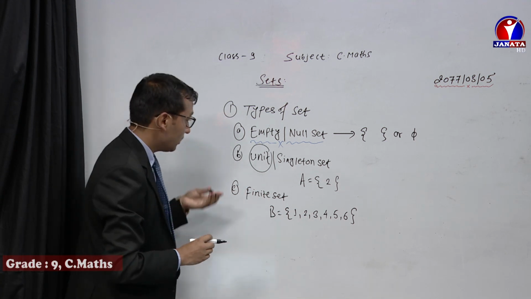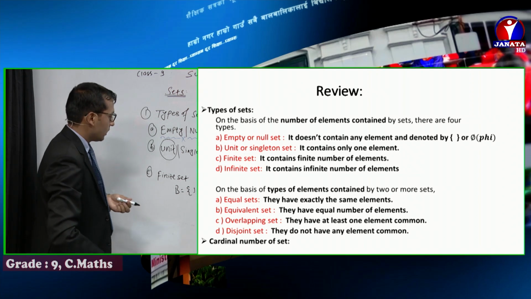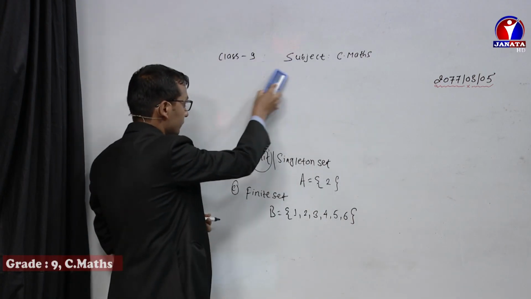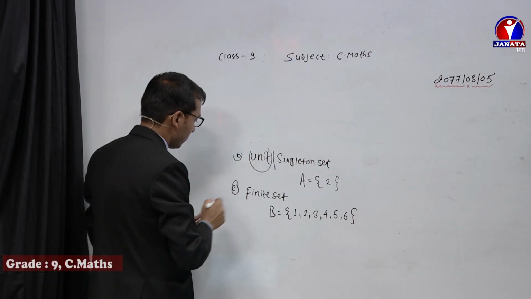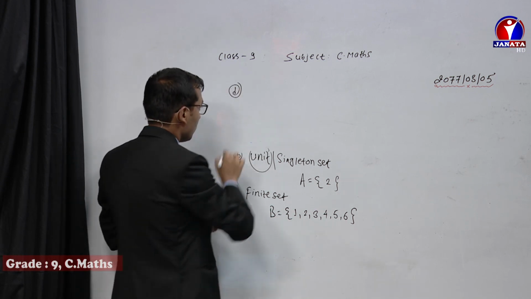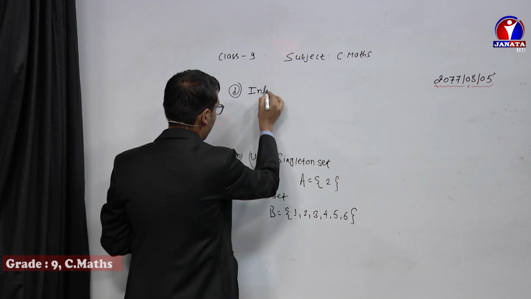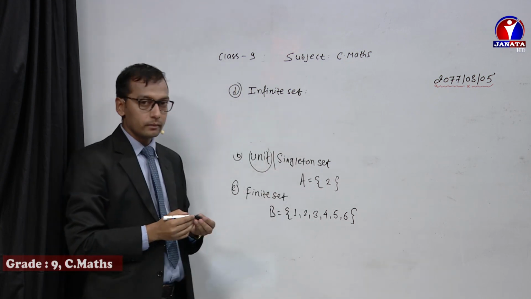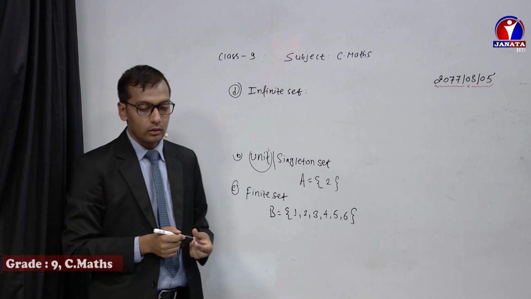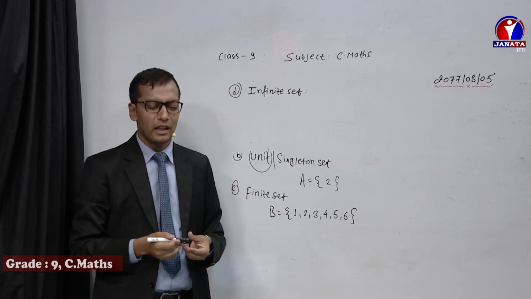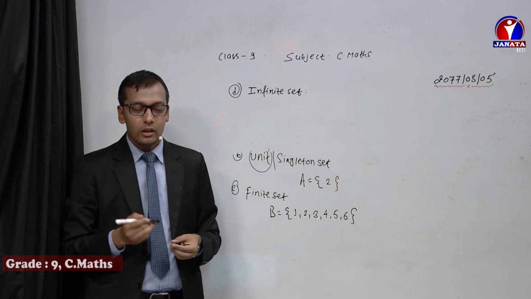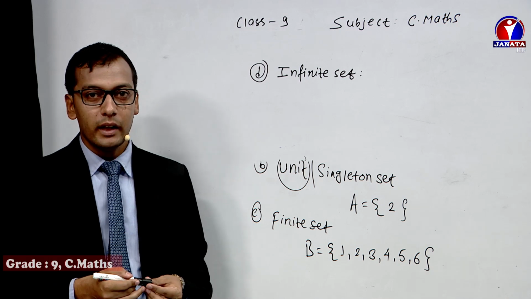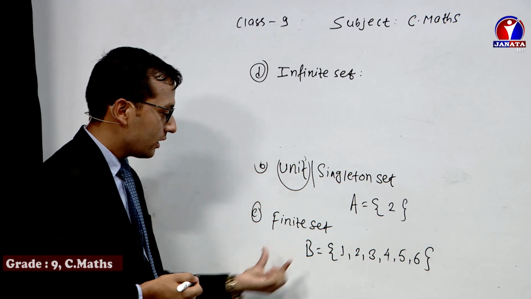Next, the next type is infinite. Okay, so infinite set. It's clear from the word infinite. So what is the meaning of infinite? The meaning of infinite is that there are unlimited number of elements. The number of elements is unlimited, so it's not like finite.